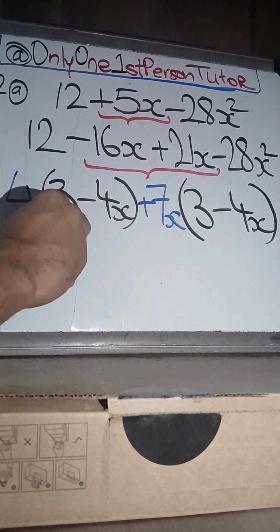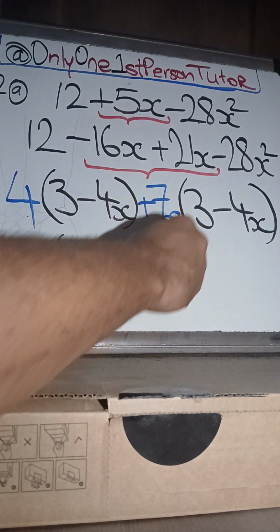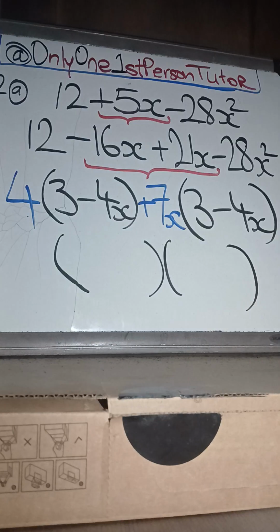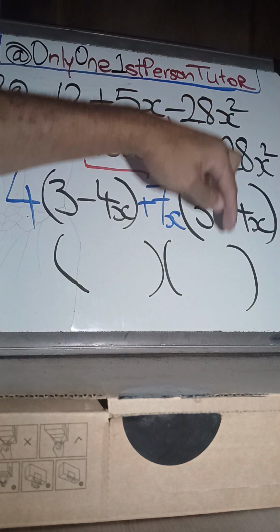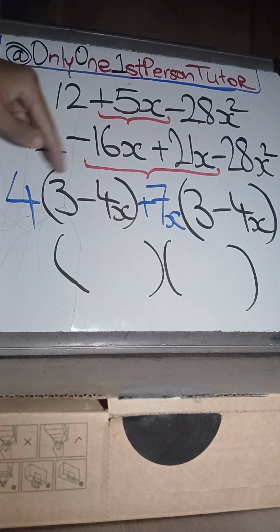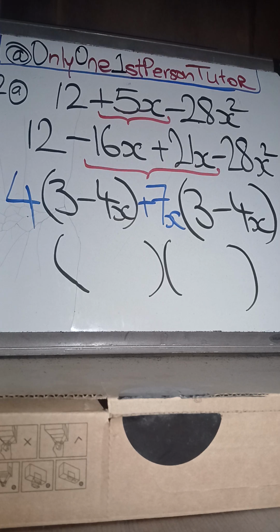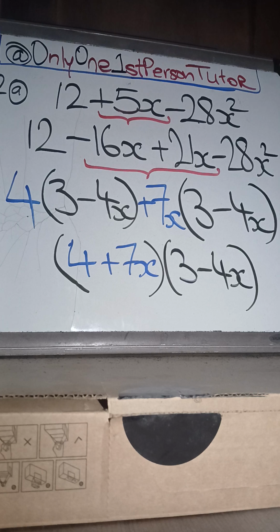So we'll have a bracket here and a bracket here. And the 3 minus 4x will go from that to in here. And what is in blue will go in here. So it will happen like this and something like this. 4 times 3, 12. 4 times minus 4, minus 16x. 7x times 3 is a plus 21x. So it's all together now.